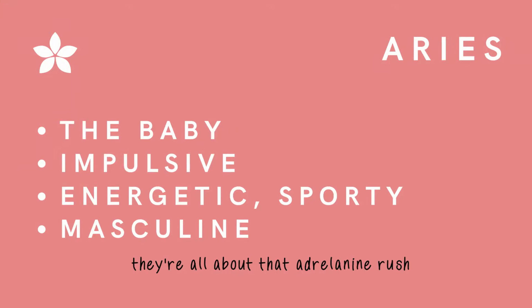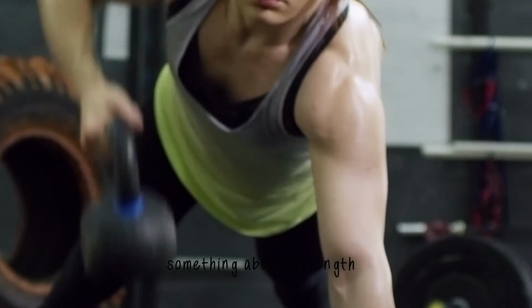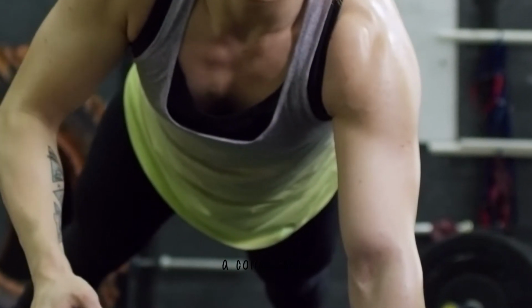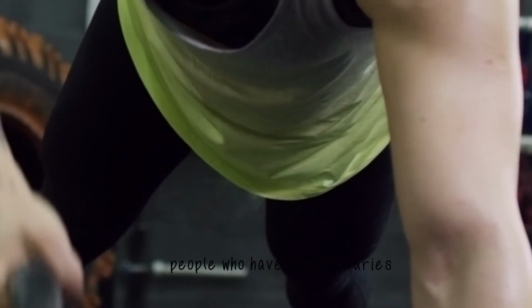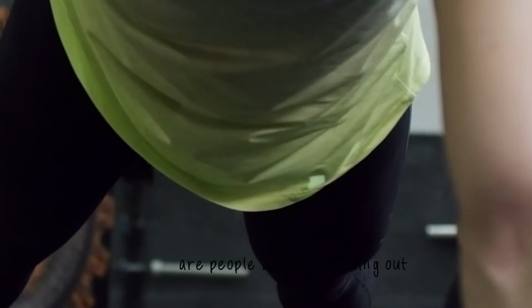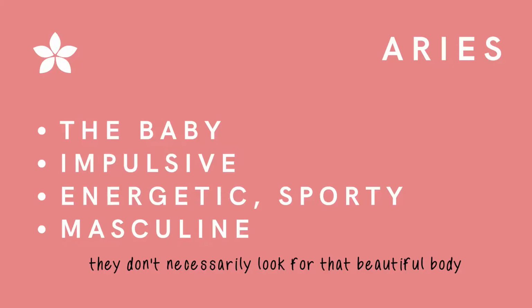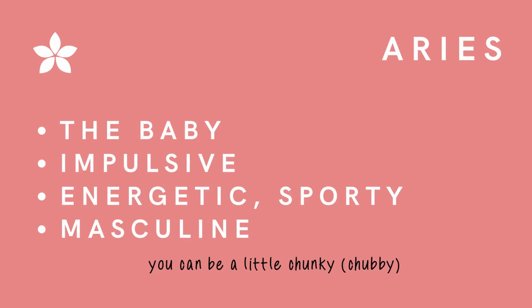I mean, they're all about that adrenaline rush. Give them that feeling of just being alive. They love using their body, and so everything that's related to sports, something that's about strength, a competition, they really love that. People who have Venus in Aries especially just love working out, staying on top of things. They don't necessarily look for that beautiful body per se. You can be a little chunky and work out, and Aries just loves working out.